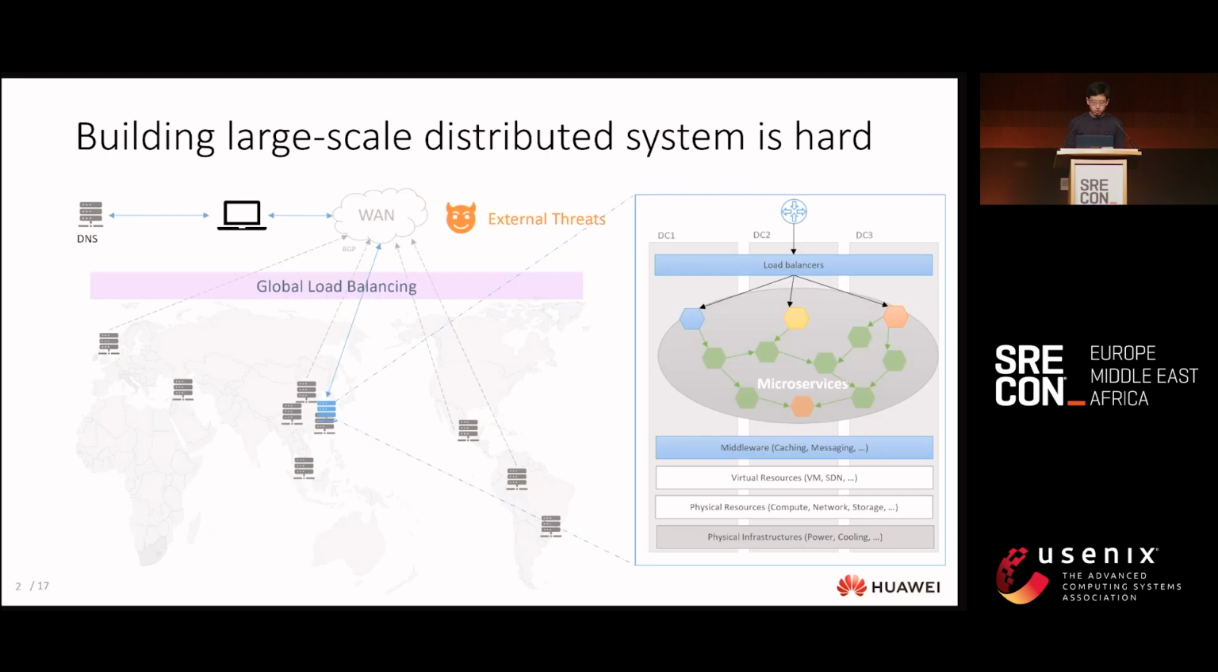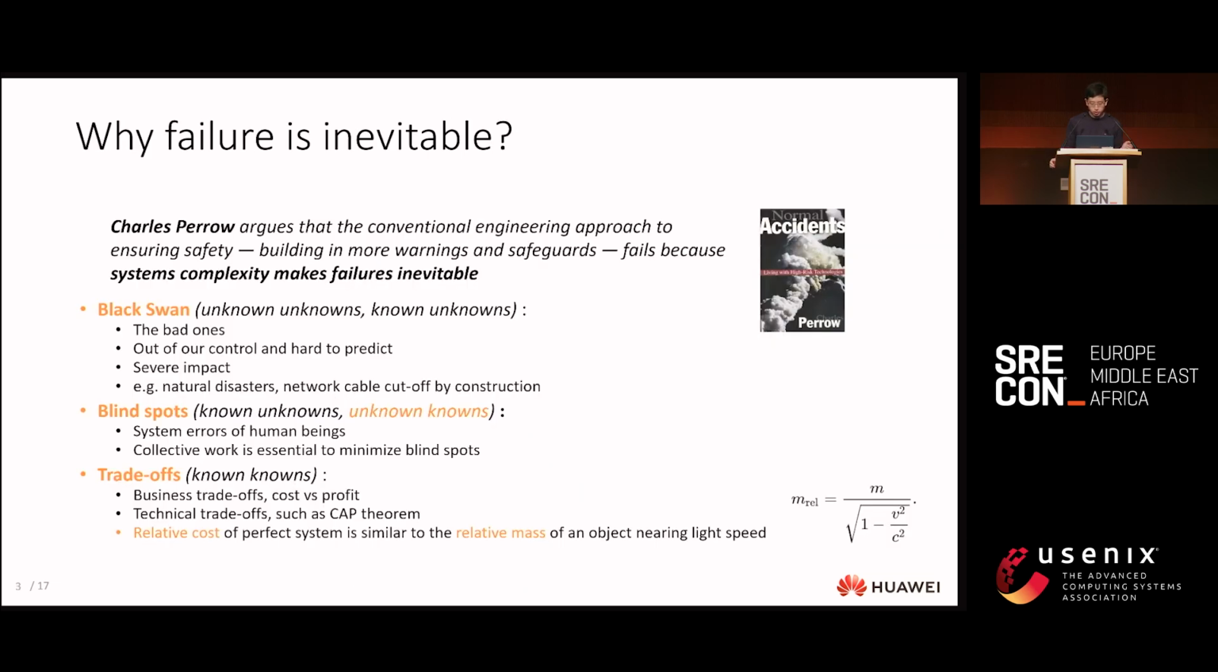We all know that building large-scale distributed systems is hard because of high complexity. This diagram shows the high-level architecture for typical global services. As Charles Perrow argues in his book Normal Accidents, system complexity makes failures inevitable. But why? From my point of view, there are primarily three reasons.